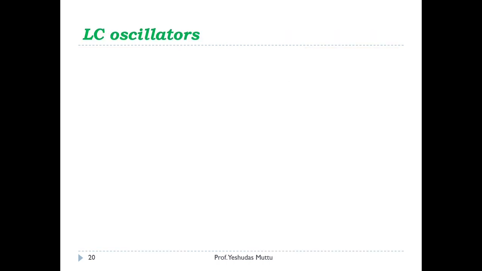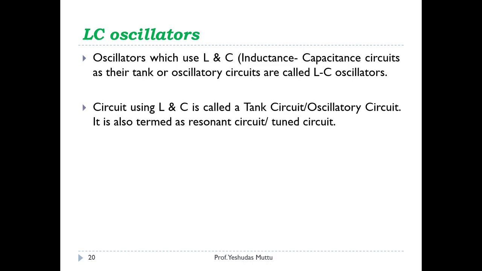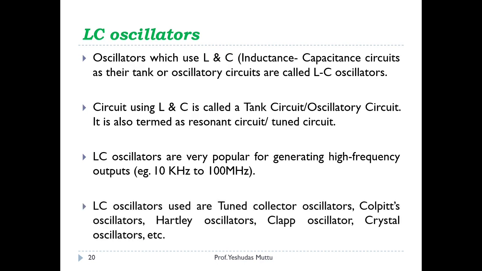Now we will study a little bit about LC oscillators. I told you all, depending upon the circuit, there are two types of oscillators, LC oscillators and RC oscillators. In LC oscillators, as the name suggests, L and C components are used. Together they are known as tank circuit, oscillatory circuit, resonant circuit or tuned circuit. These are four different names, so please don't get confused. These oscillators can generate high frequencies, and there are various types of LC oscillators listed over here, which we are going to study.